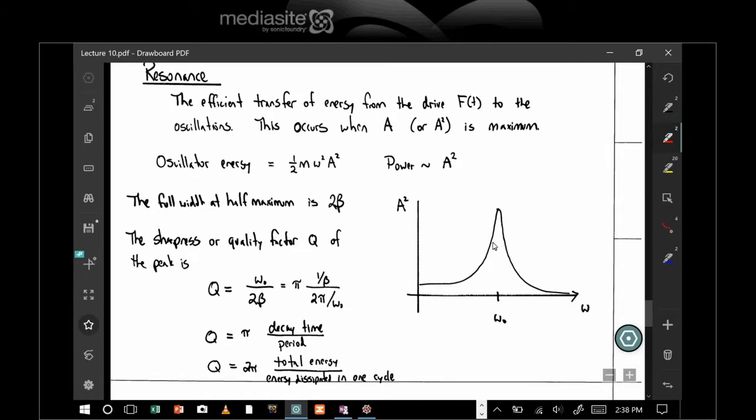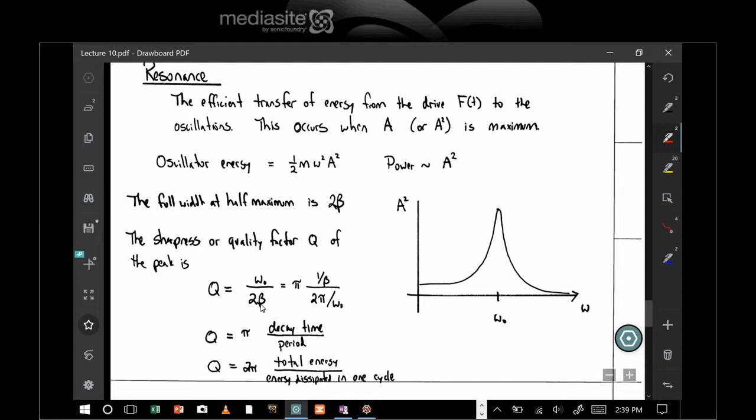That's actually really interesting. We can define something called the full width half max. If I take this value and divide by the peak value, and look at half the value, the width of that is going to be 2 beta. So the width of that peak depends on the damping. We can also define a quantity called the Q factor, which is a measure of the sharpness of the peak as well. It's the center frequency divided by the width.